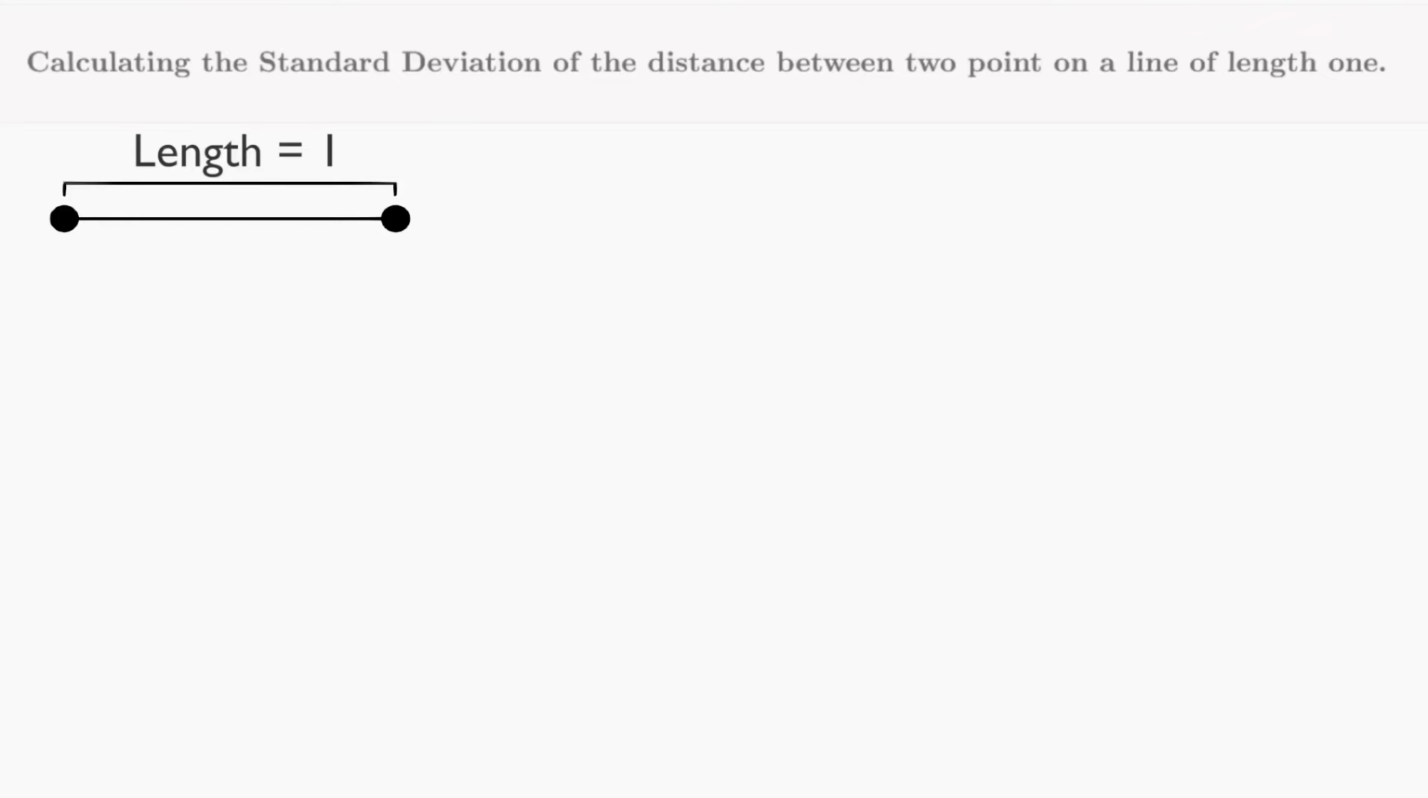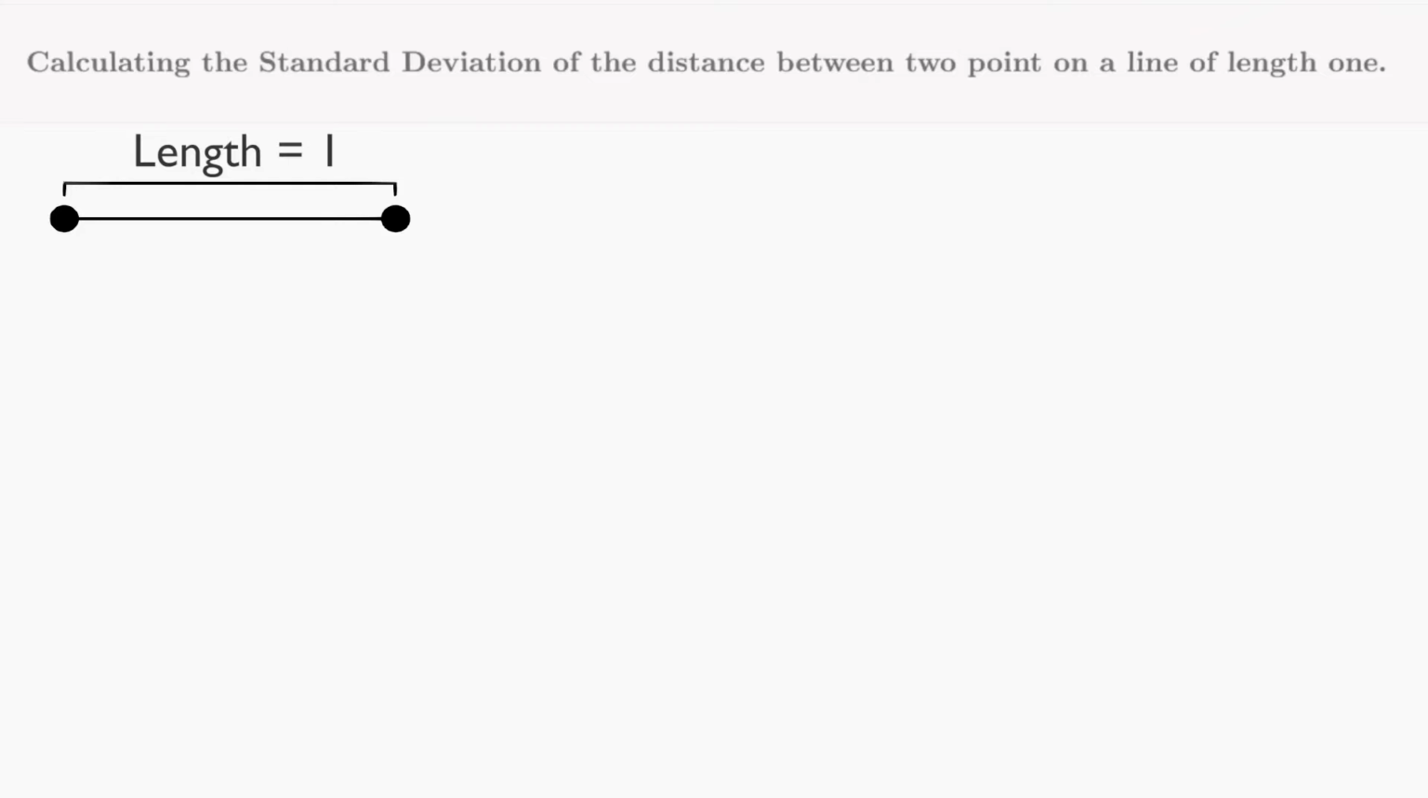Today, I decided that I wanted to do a follow-up to my "Calculating the Average Distance Between 2 Points on a Line Combinatorically" video. And today I wanted to calculate the standard deviation of the distances between points on the unit interval. We're going to use the average that we got in our last video to help us calculate the standard deviation.